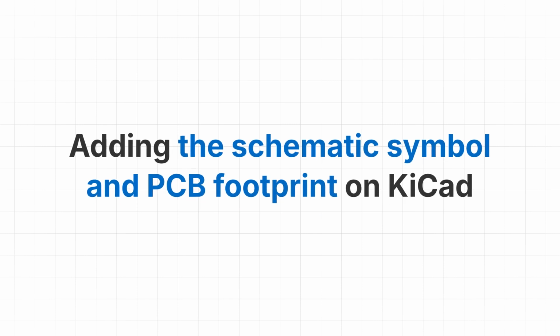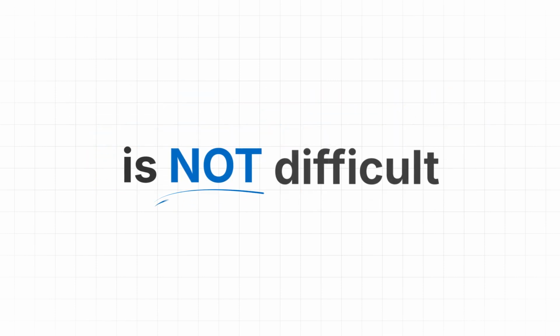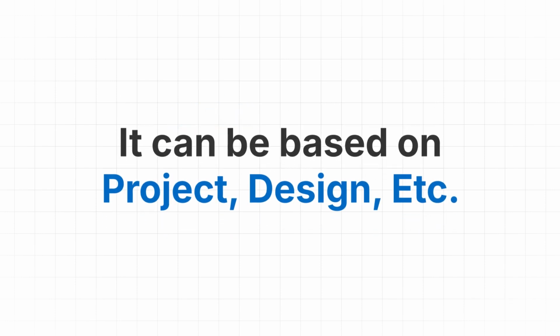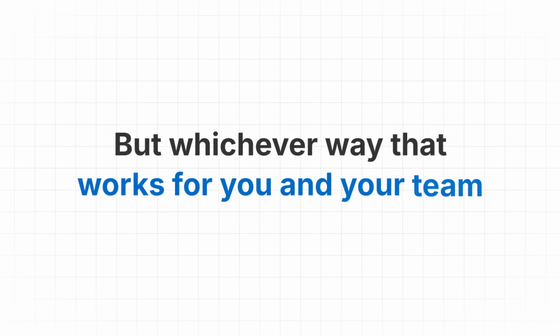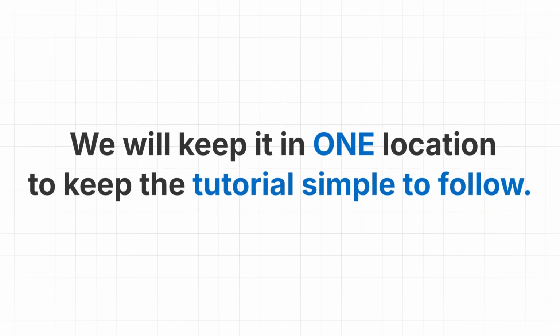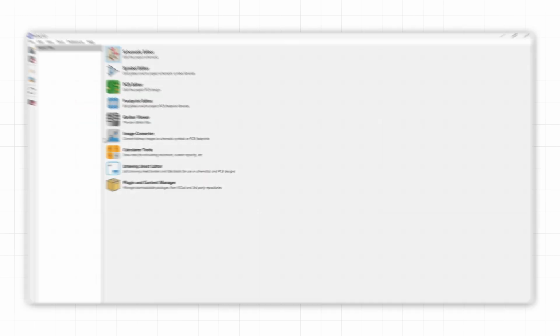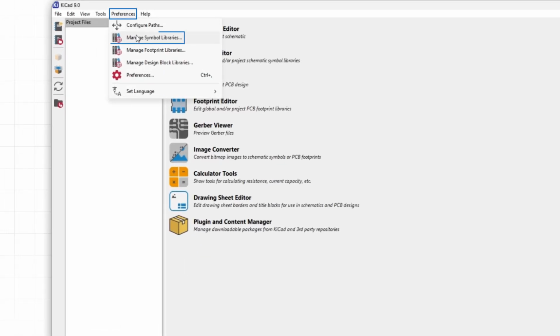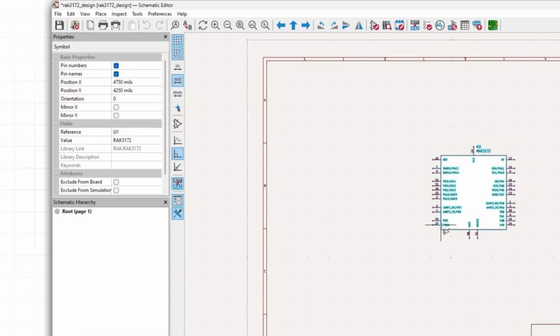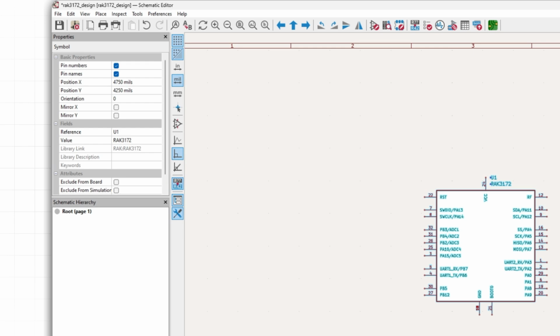Adding the schematic symbol and PCB footprint on KiCad is not difficult, and there are different ways to manage your added files. It can be based on project design, etc. But whichever way works for you and your team is out of scope, so we will keep it in one location to keep the tutorial simple to follow. You have to open KiCad and click on Preferences. From here, you can add the schematic symbol of the RAK3172 LoRaWAN module under Manage Symbol Libraries, and the PCB footprint.